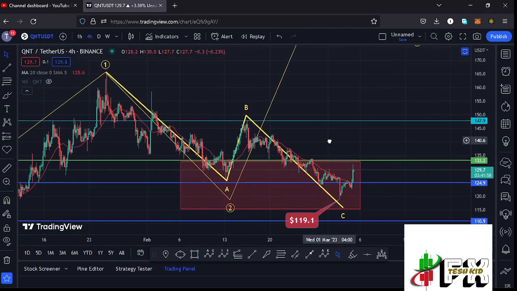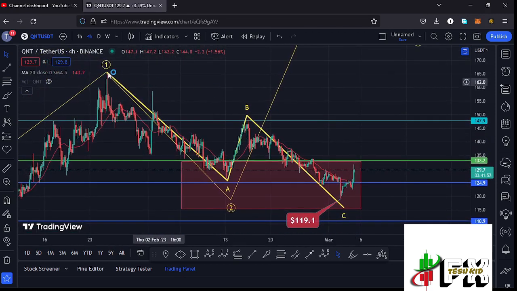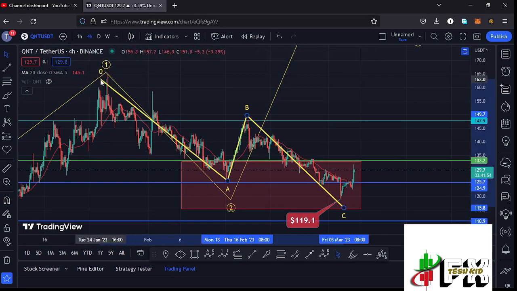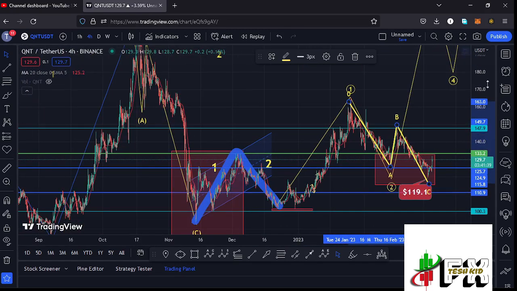And in the formation of that wave 2, which is a corrective wave, we also expected to see an ABC corrective structure, and I believe we are seeing such a scenario over here, having this as the wave A, then a wave B giving us a peak at around the $148.2 mark, and the wave C has now given us a low at around the $119.1 mark.